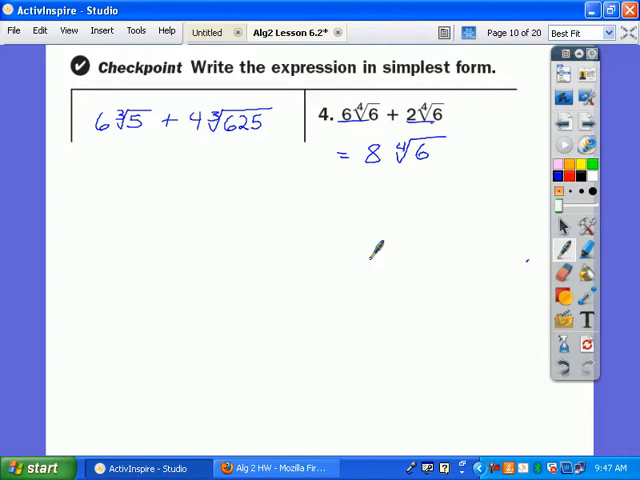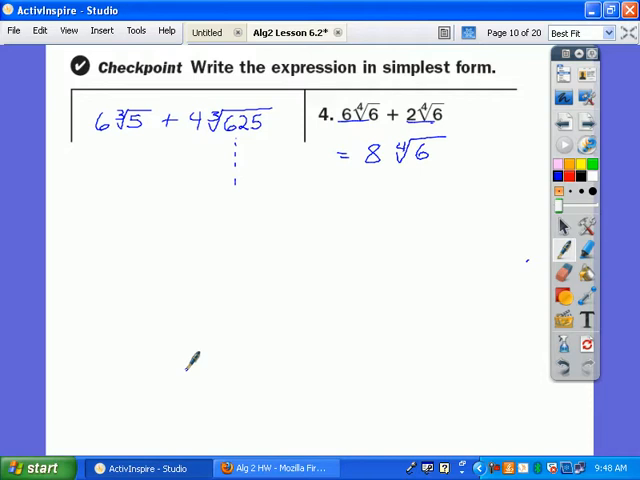Now, if we want to do this problem, I notice both of those are cube roots, so I can add them as long as the number underneath the cube root is the same. In one, I have the cube root of 5. The other, I have the cube root of 625, which implies I can't add them as they are unless I can somehow rewrite this guy as the cube root of 5. And so we want to try to simplify the cube root of 625.